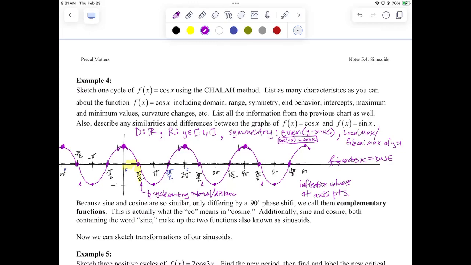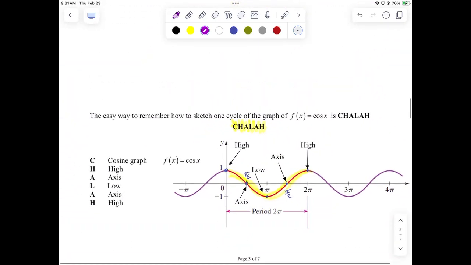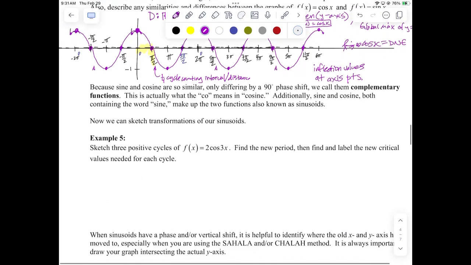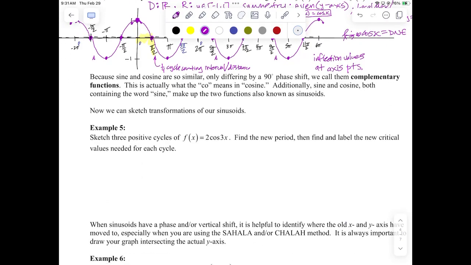Complementary. Good. Nice. Okay, it's written right there, so if you read, you got it. Okay, so now we have our two new parent functions, Sahala and Chala. We are now ready to sketch simple transformations of Sahala and Chala. Are you ready? I'm ready. Let's try it.